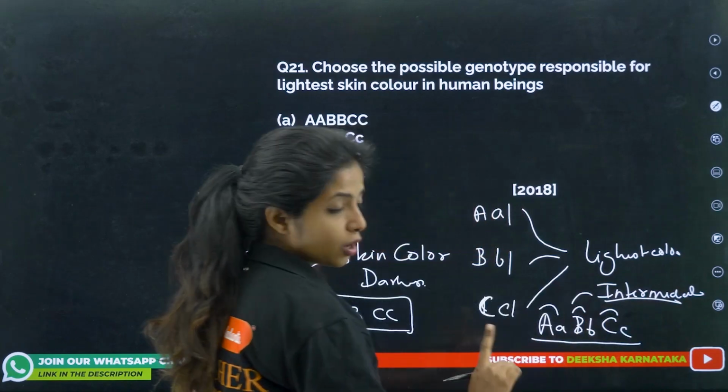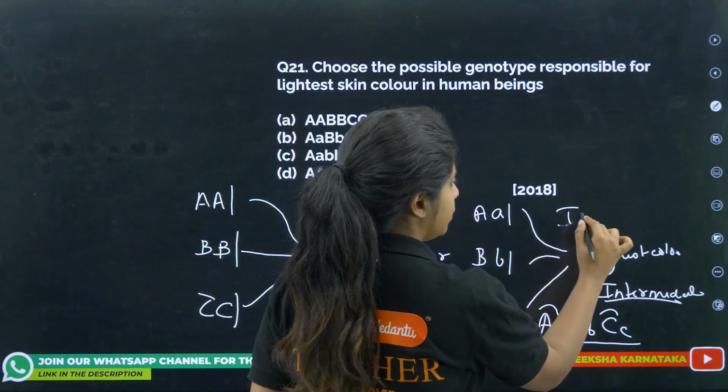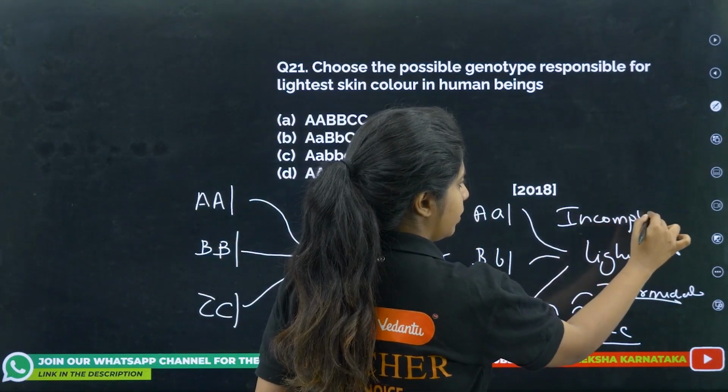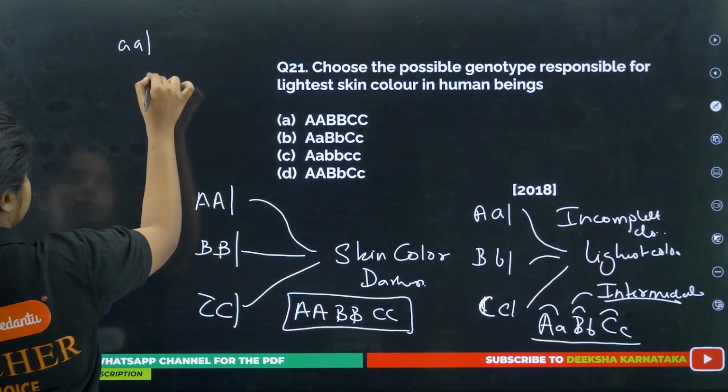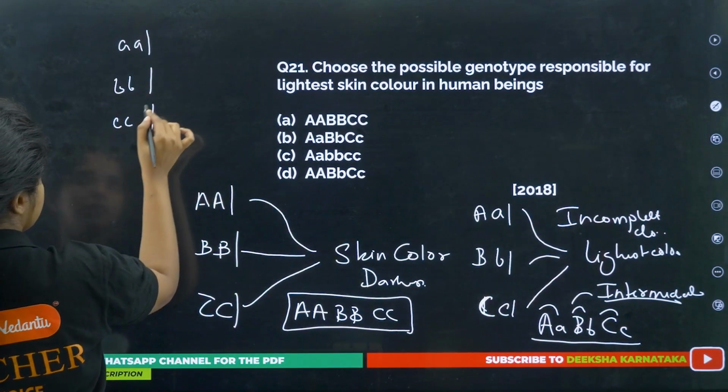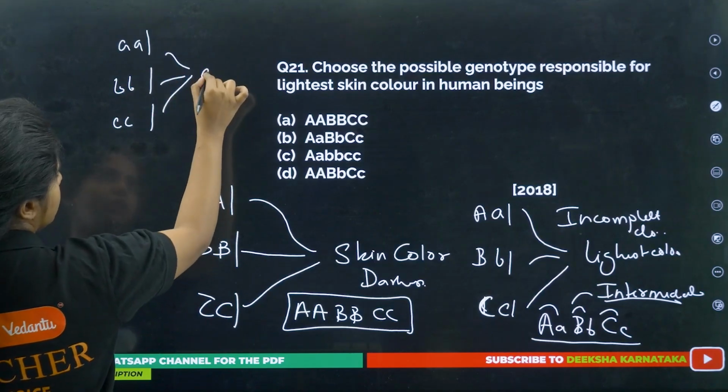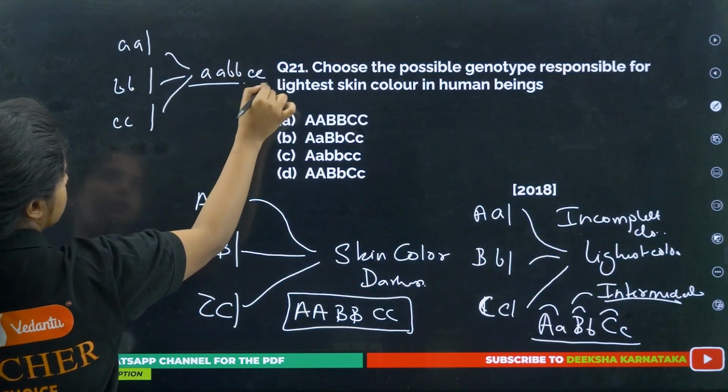Intermediate color. It is not completely dominant. I am writing incomplete dominance. Now suppose there is the AA gene, there is BB and there is CC. It gives the lightest color. It will be AA, BB, CC.